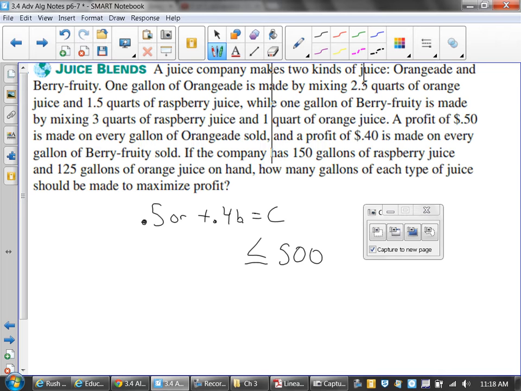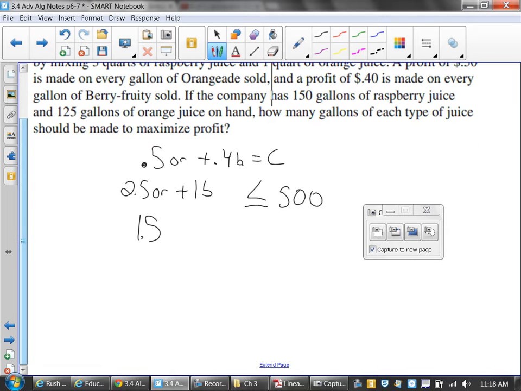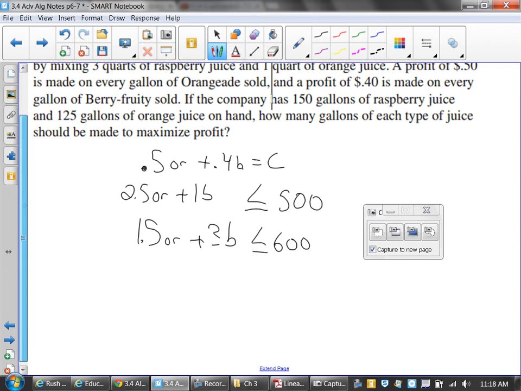So when you put that together, you get 2.5 in the orange plus 1 in the berry fruity. And then the other one is 1.5 in the orange and 3, and that's going to be less than or equal to 600. It should be 2.5 orange plus 1.5 berry.